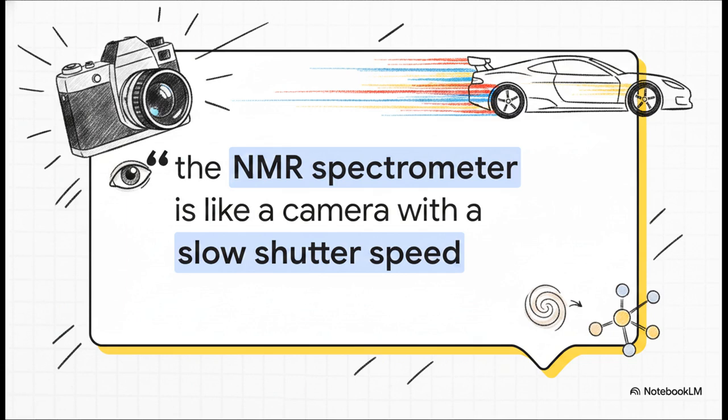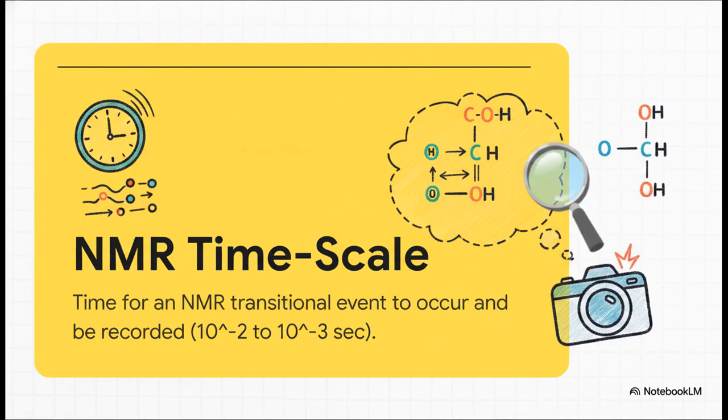Well, the exact same physics applies to the molecules inside your NMR tube. If a chemical event happens way faster than the spectrometer's shutter speed, the resulting spectrum just becomes completely blurred or time-averaged. So the really crucial thing here is understanding the numbers behind this shutter speed. The NMR timescale, which is the time it takes for a nuclear magnetic resonance transitional event to occur and actually be recorded, is typically about 10 to the negative 2 to 10 to the negative 3 seconds.